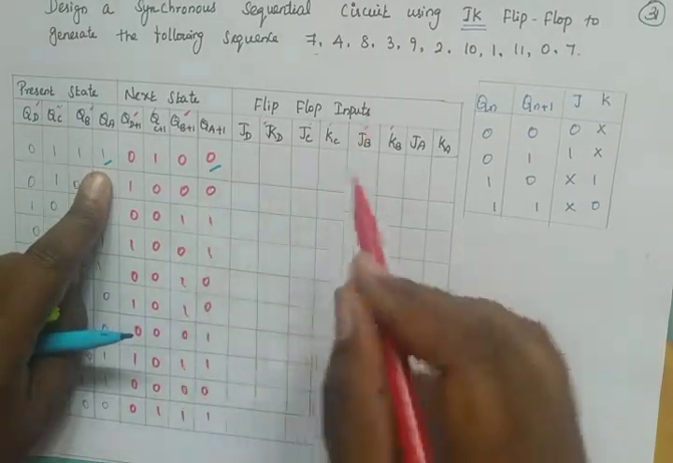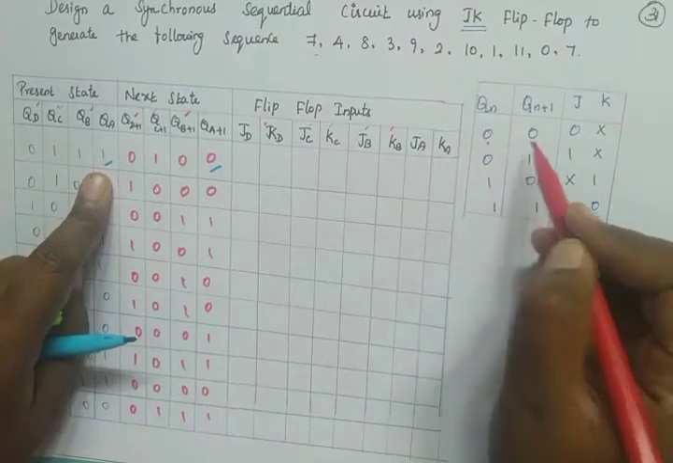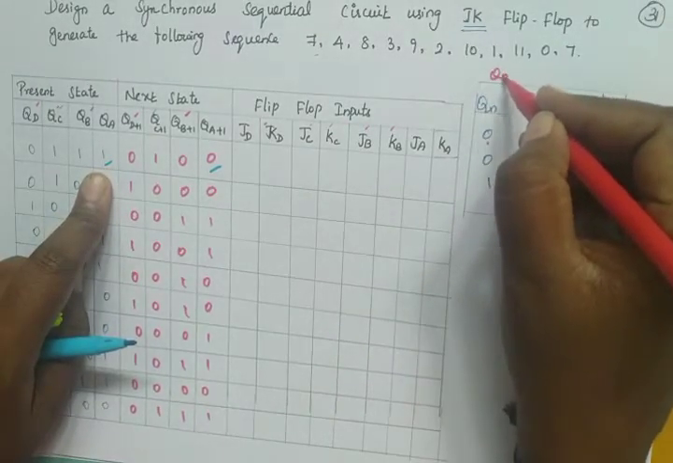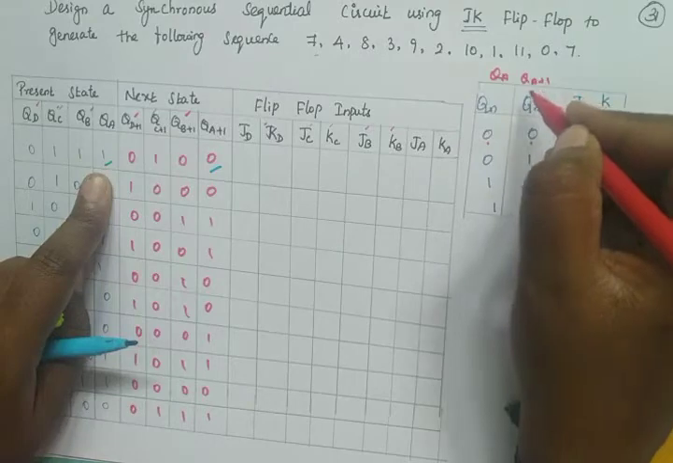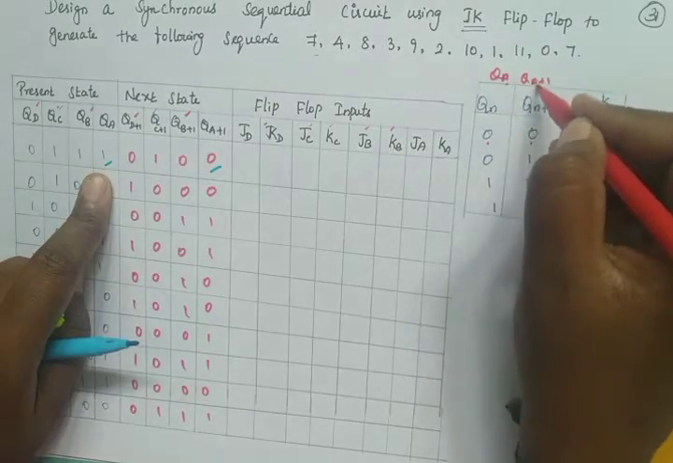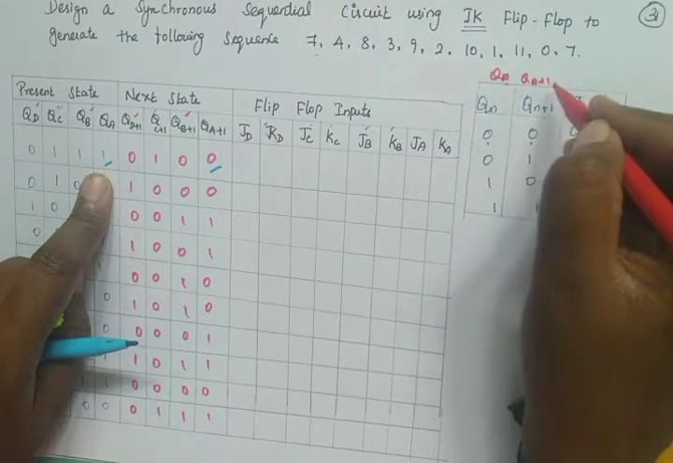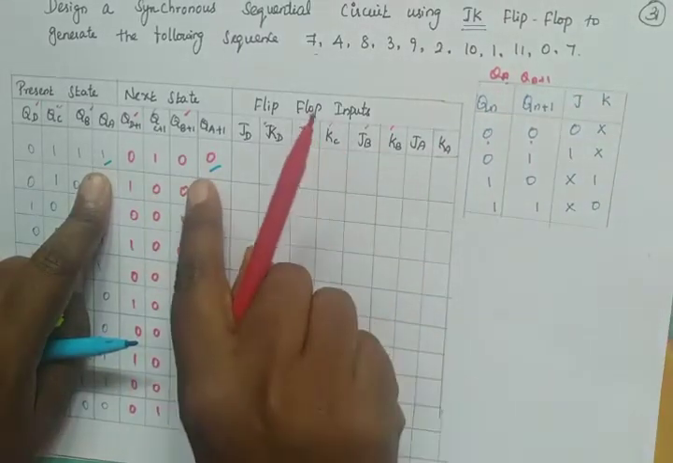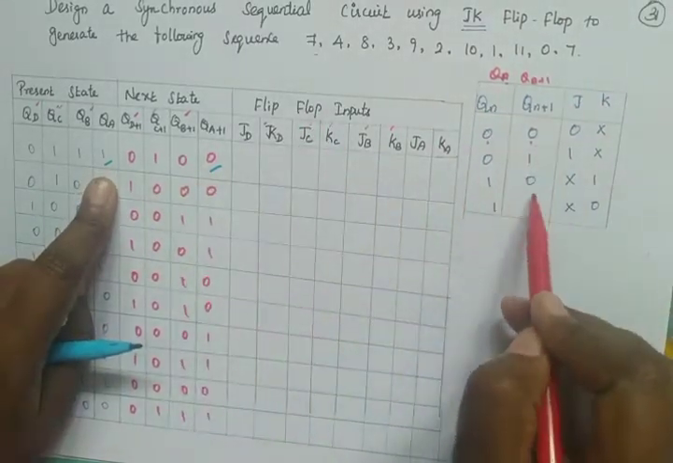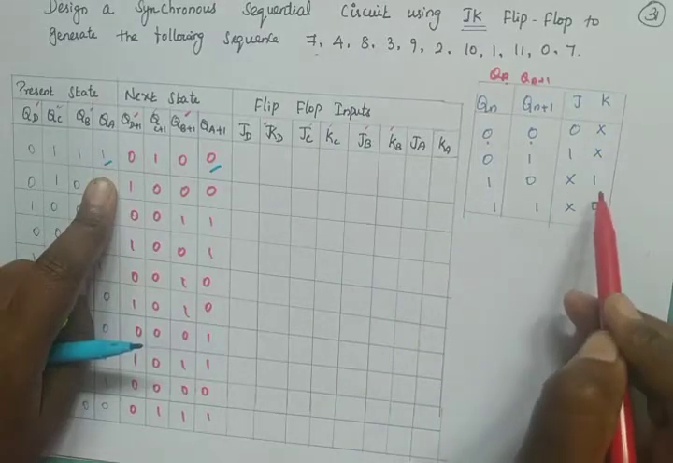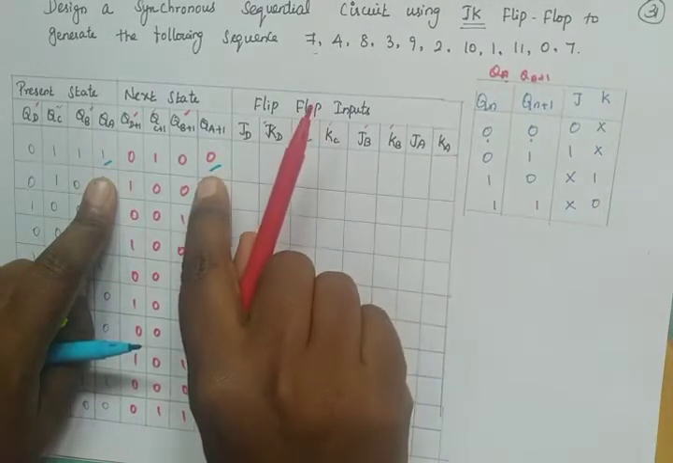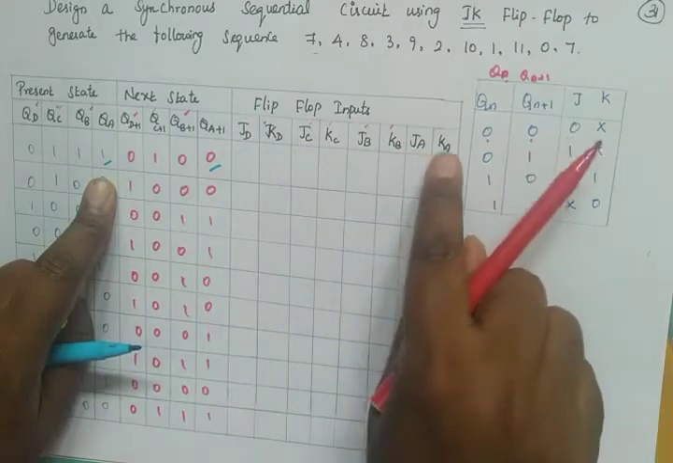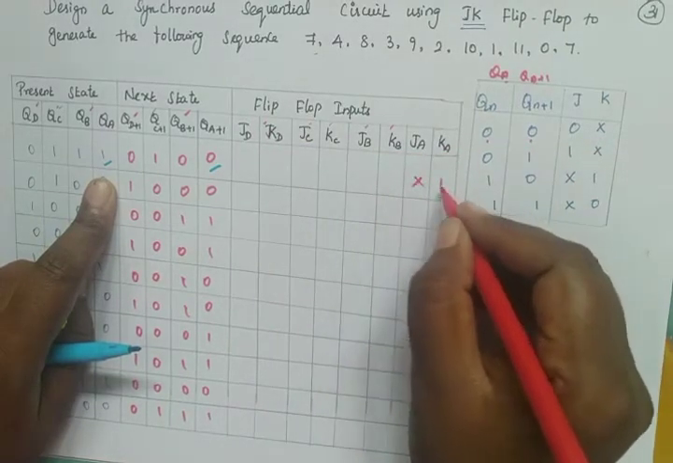So what we have to do is check this QA plus 1. For the A flip-flop, let us take QA plus 1. If it is B, QB plus 1. If it is C, QC plus 1. For D, QD plus 1. Now check this 1, 0. For 1, 0, JK is X1. This is for the A flip-flop.